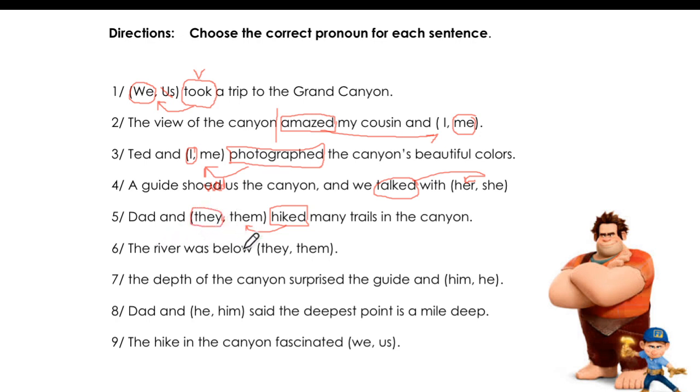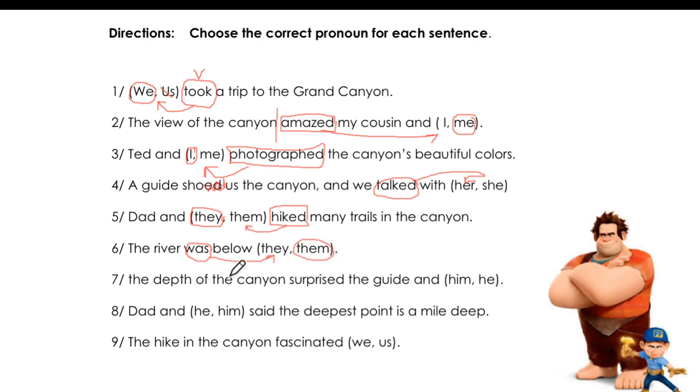The river was below they or below them? We have a linking verb here. What comes after a linking verb? Subject or object pronoun? Object pronoun. So the river was below they or below them? Below them.